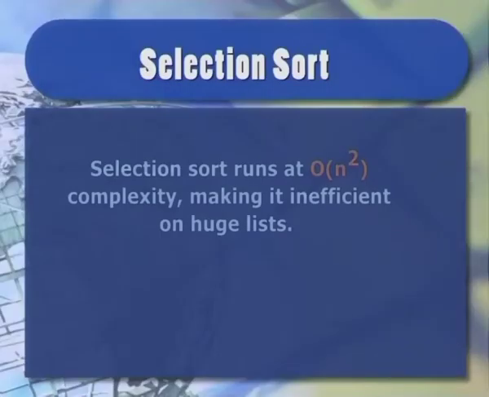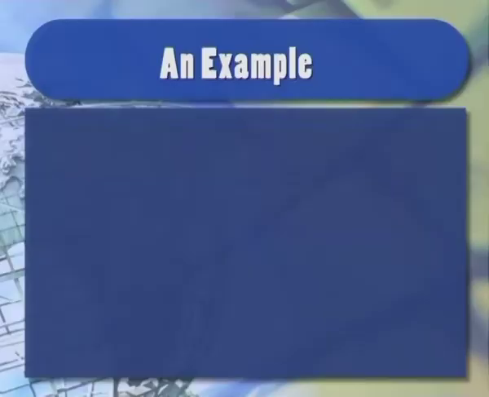Similar to other elementary sorting methods, selection sort runs at order n square complexity, making it inefficient on huge lists. But there are certain situations where selection sort has performance advantages over more complicated algorithms, particularly where auxiliary memory is limited. Before we explain the algorithm, we take an example of cards and see how they will manually be arranged.